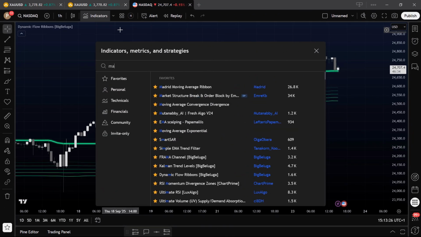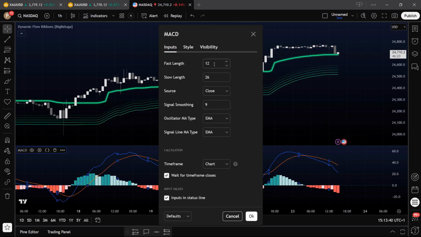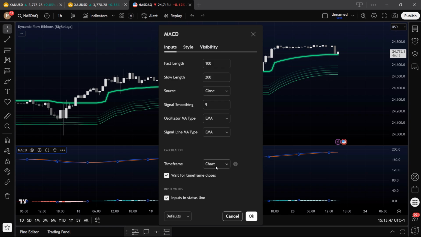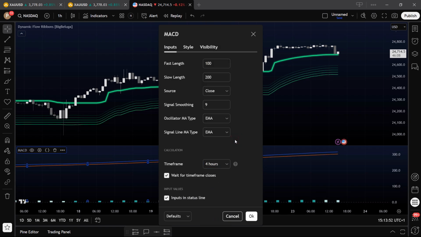Next, add the MACD indicator, and again we transform the settings. In Inputs, change fast length to 100 and slow length to 200. Here is the secret. Change the time frame to 1 level higher. If you are on the 5-minute chart, set this to the 15-minute.